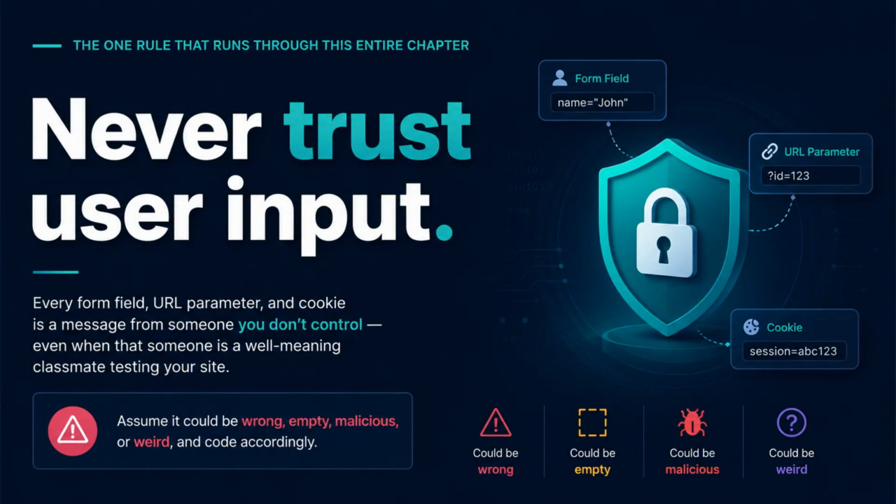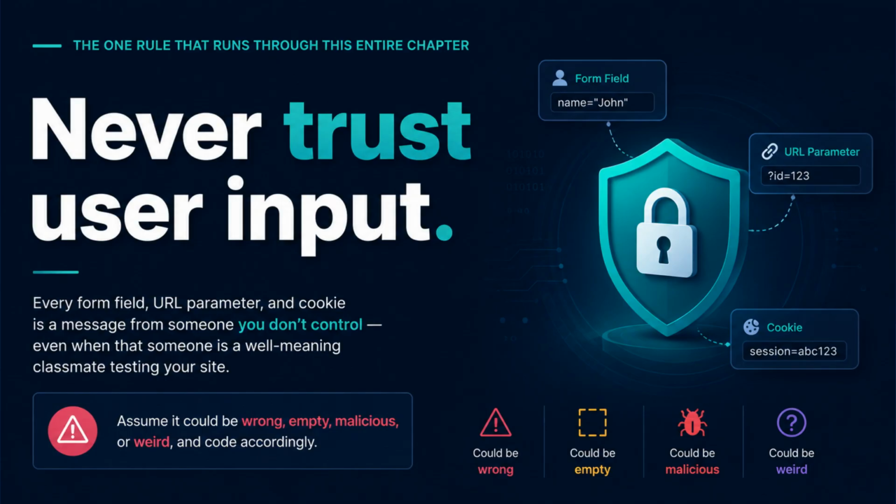Clarify what "don't trust it" actually means. Since students can misread it as paranoia, it doesn't mean assuming every visitor is malicious. It means assuming the data could be wrong, empty, unexpected, or occasionally hostile, and writing PHP so that none of those possibilities can cause harm.